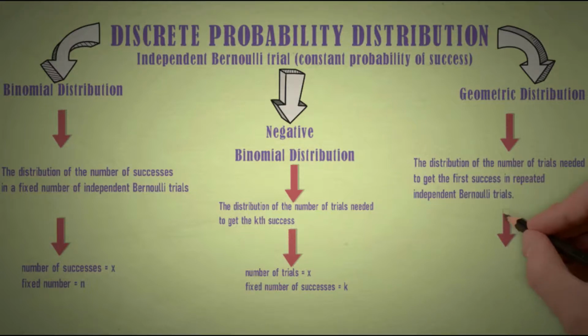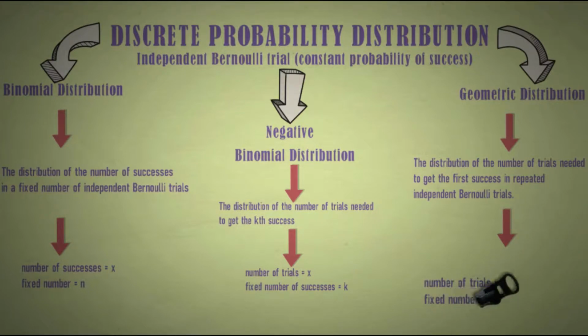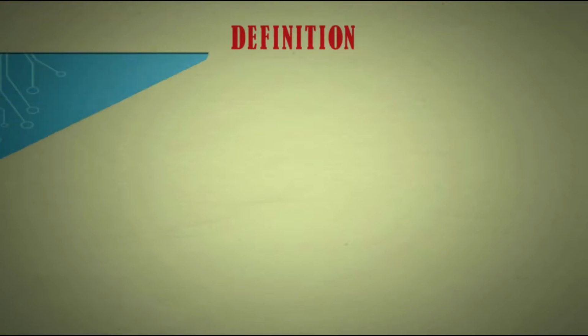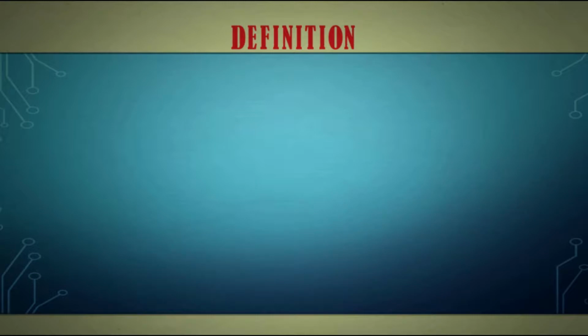Geometric distribution has a slight similarity with negative binomial distribution, in that it is the distribution of the number of trials needed to get the first success in repeated independent Bernoulli trials. We can differentiate the negative binomial distribution and geometric distribution by looking at the number of successes. For negative binomial distribution, the situation will tell you about a certain amount of successes, but in geometric distribution, the situation will tell you only about the first success in repeated independent Bernoulli trials.